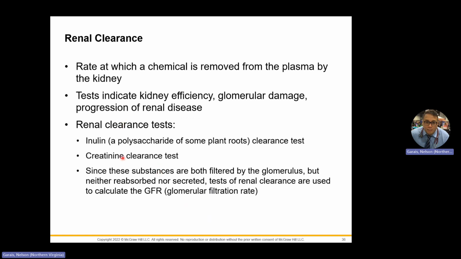Next, renal clearance, inulin and creatinine tests. Remember, these are both filtered by the glomerulus, but they're not really absorbed. Therefore, they're wonderful tests for GFR, and that's important.